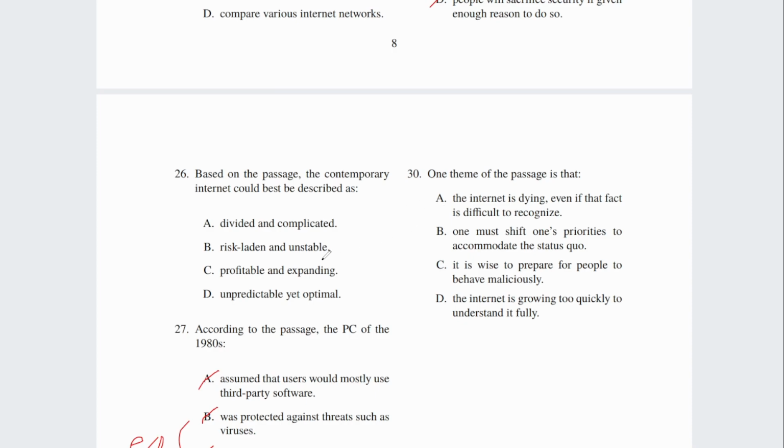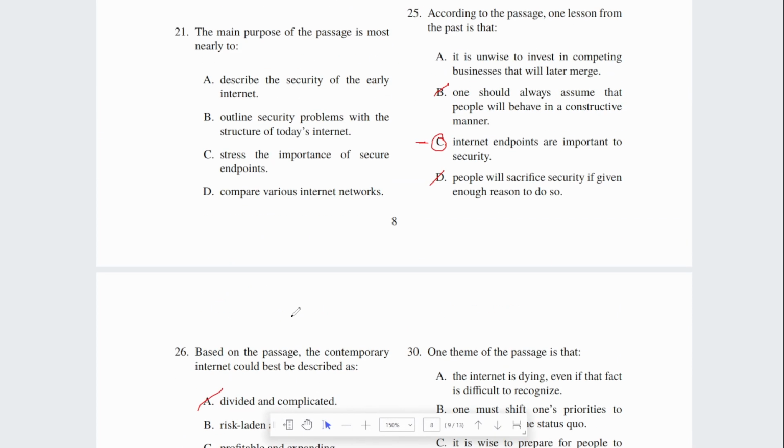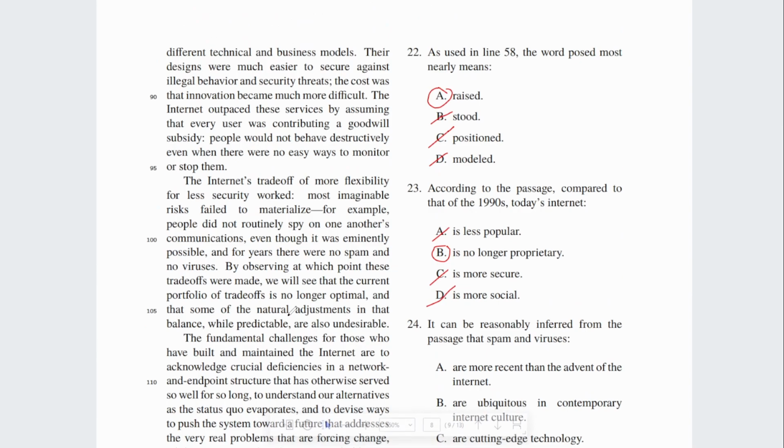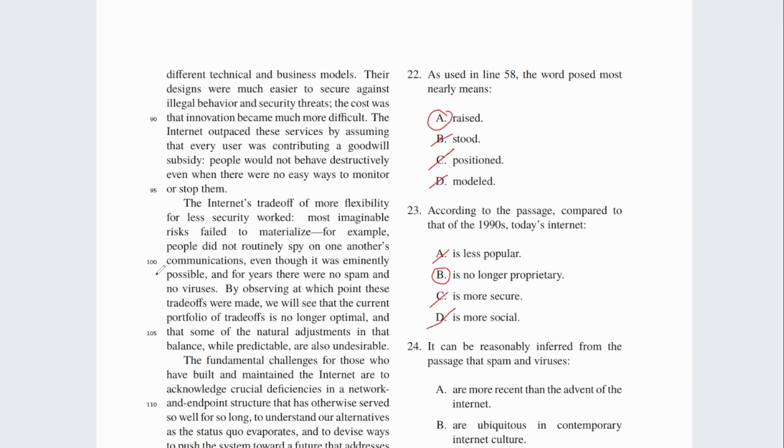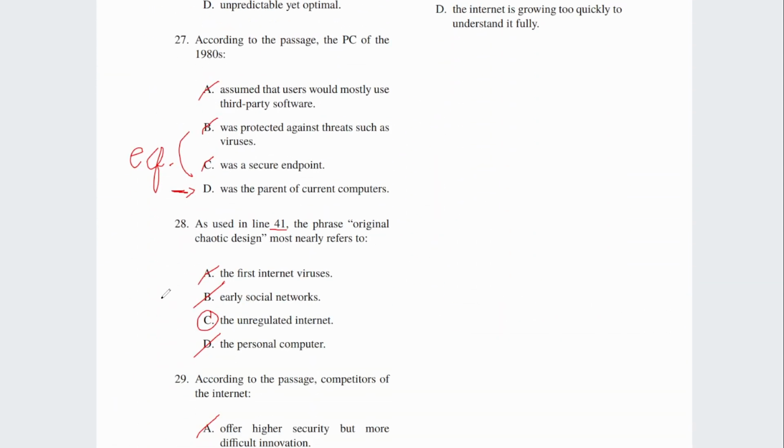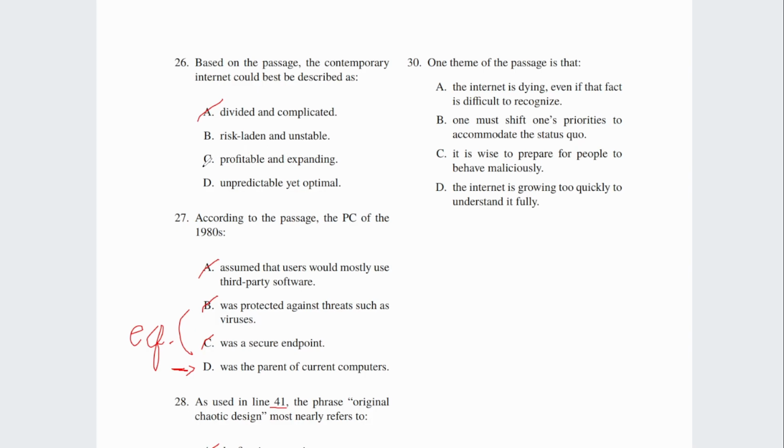Well, for one thing, divided and complicated seems wrong. From what we just looked at, it's not divided anymore. We have one unified internet. We don't have a bunch of different proprietary internets. Profitable and expanding is sort of a trap, right? You probably have some inkling that the internet is pretty profitable. But this passage does not talk about how profitable it is. It talks about how many people get into it, right? We learned that more users are able to use it, as in these later paragraphs, but we don't understand anything about profit. So profit is not quite right.